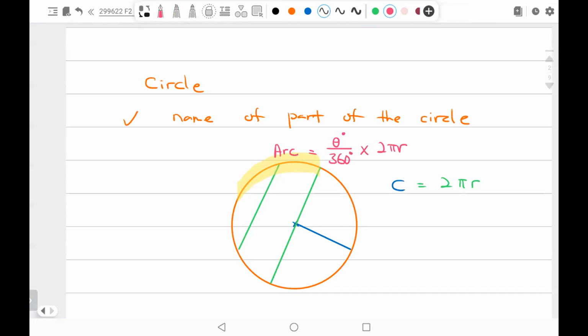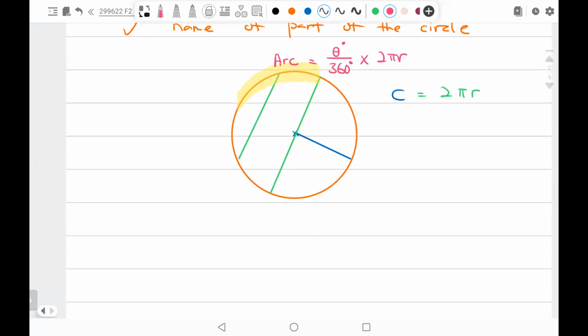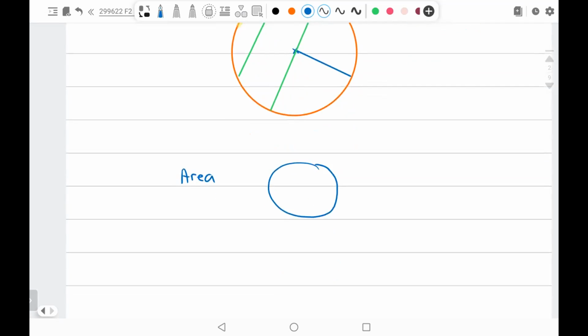Next, we talk about area. Area means the space occupied. If we draw the circle, this is the area of the circle. The area formula is pi r squared. If you key it into the calculator, you can key in the square, or you can key in pi times radius times radius.